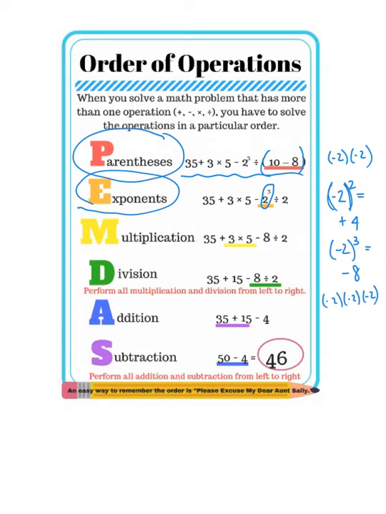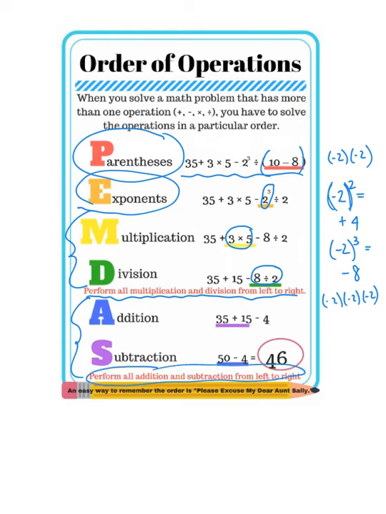Next, it says perform all multiplication and division from left to right. So it's multiplication or division, not multiplication then division. It's either or from left to right. If you have multiplication first, you do that one first, and then if division were to come next from left to right, you would do that one. And then the last operations to be performed would be addition and subtraction, also from left to right. So if addition came first, you would do addition and then subtraction. And that's how you simplify expressions.